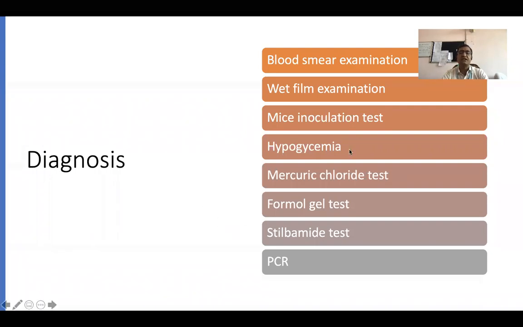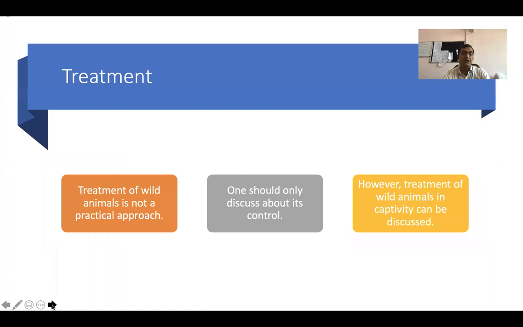The other is actually a spelling mistake. Hypoglycemia is there. Other tests that we can do in the equids and the camelids are the mercuric chloride test, formol gel test. Just keep in mind the name of these tests because this is beyond the scope. You have to refer to the parasitology class. For examination point of view, you have to remember the name of the tests, the sulphamide test, the formol gel test, the mercuric chloride test, all might have been dealt with or will be dealt with in unit 6 in a broader way. And then the additional technique, the polymerase chain reaction PCR test for final diagnosis.